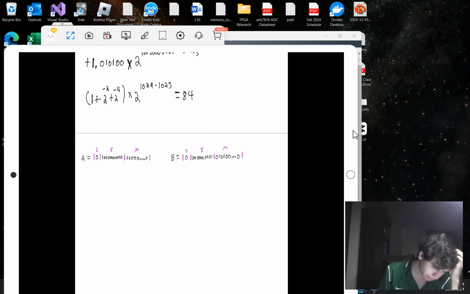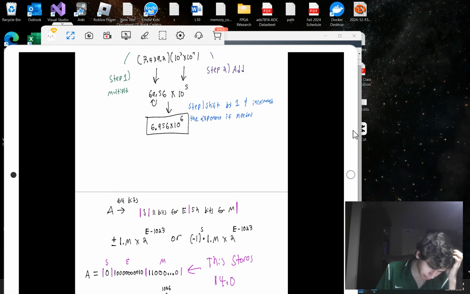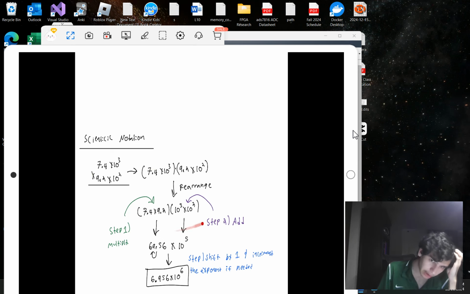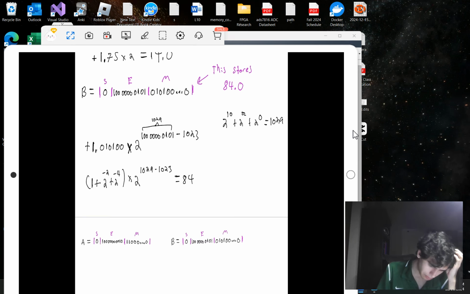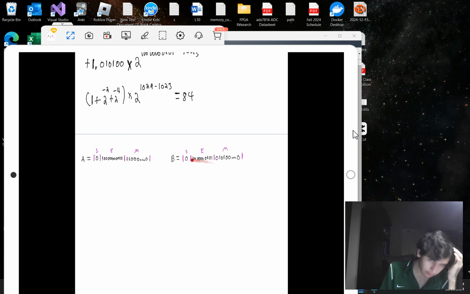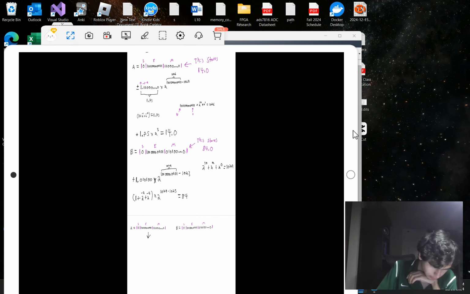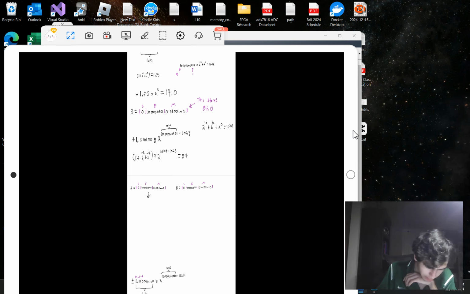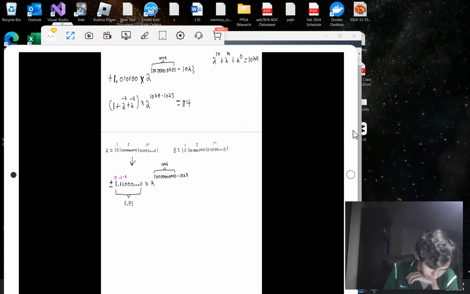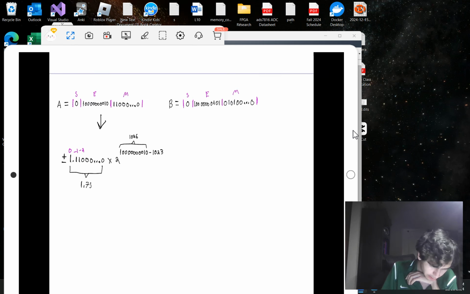But now we've got to do it using, we need to apply these steps to this. And the way we're going to do that is converting it into a number. So if you can recall, A was represented by this. And this whole thing would be 3.